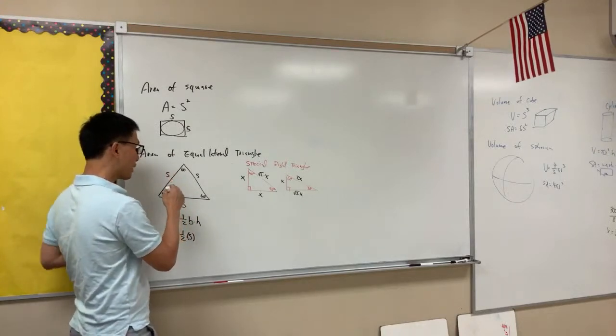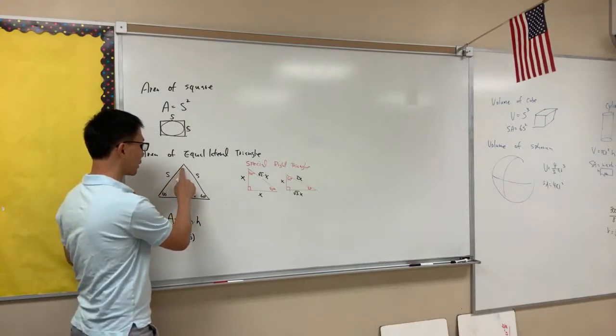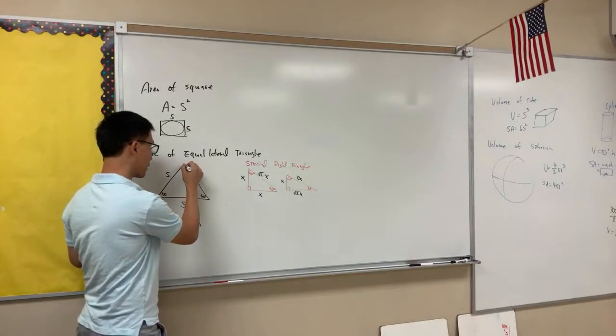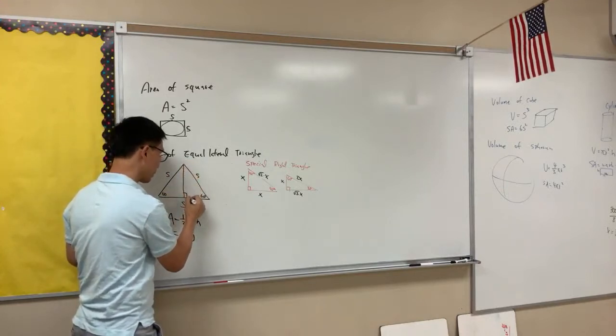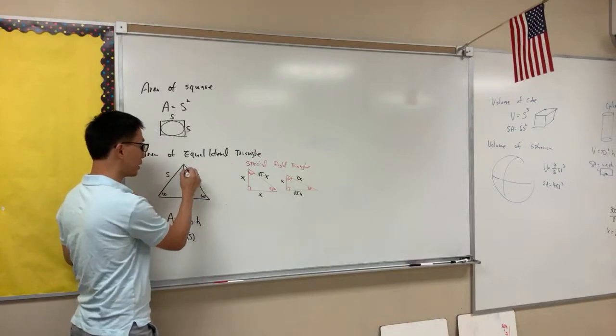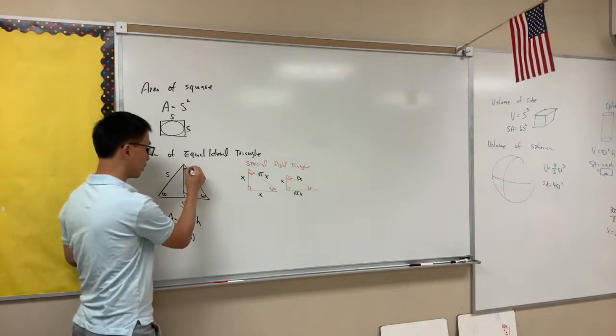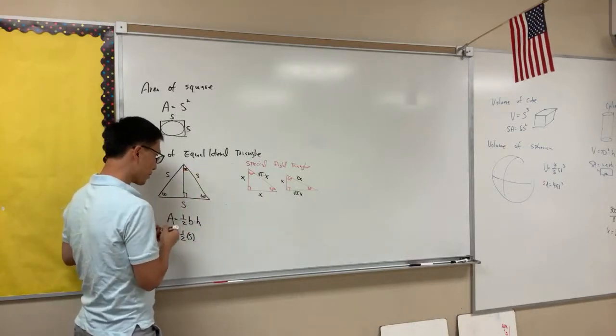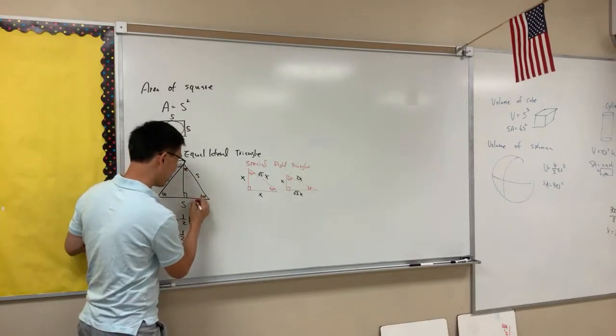Okay, so once I break down the 60 degree, I'm going to draw a perpendicular bisector. And if this is a 90 degree, the other must be what? 30 degree. So if this is s, this must be s over 2. Would you say?